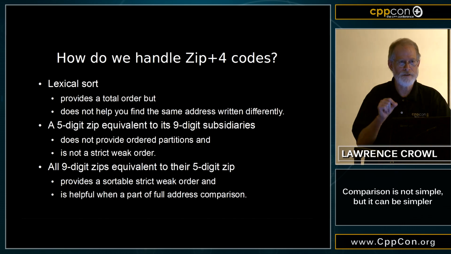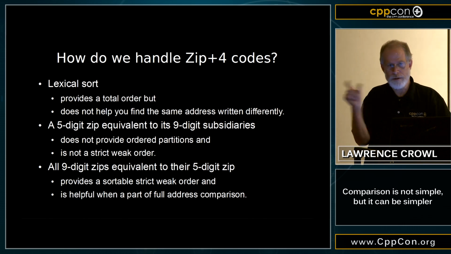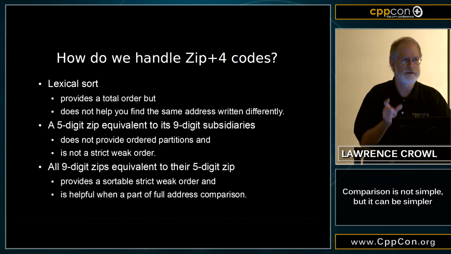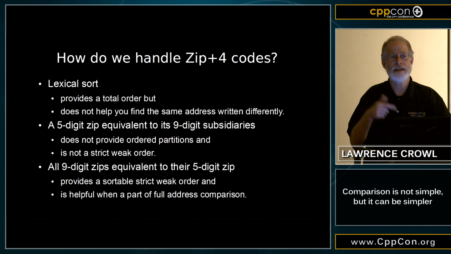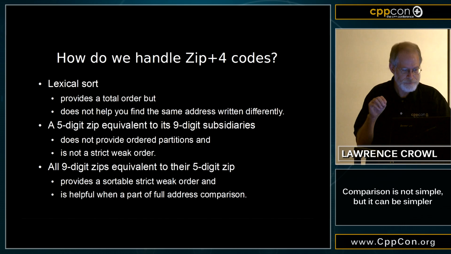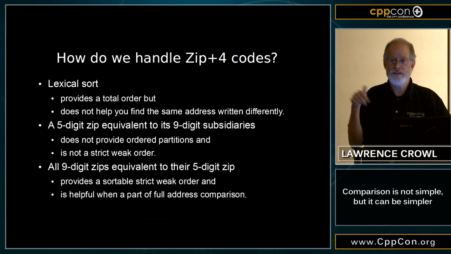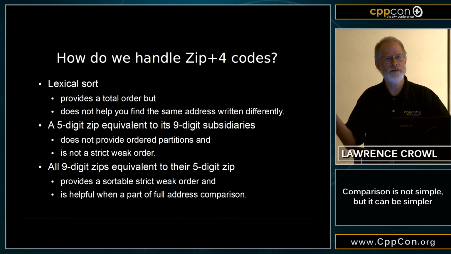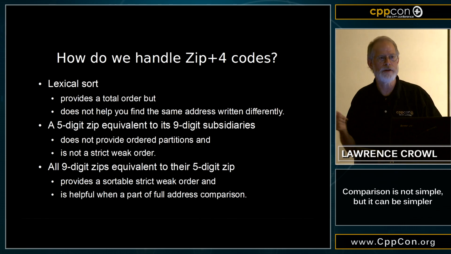Well, what we can do is make every 9-digit zip equivalent to the same 5-digit zip, right? So that you basically ignore those last 4 digits and only look at the first 5. That gives us a weak total order, or sorry, a weak order, because we've partitioned the total order into coherent chunks. This is helpful when you're doing a sort to look for addresses that are the same, and it's useful in the context where you've got other address information that's strengthening the comparison based on the other fields.